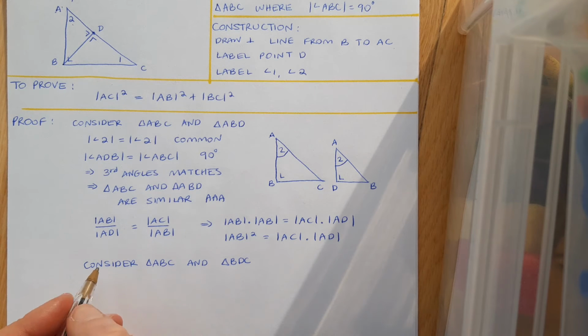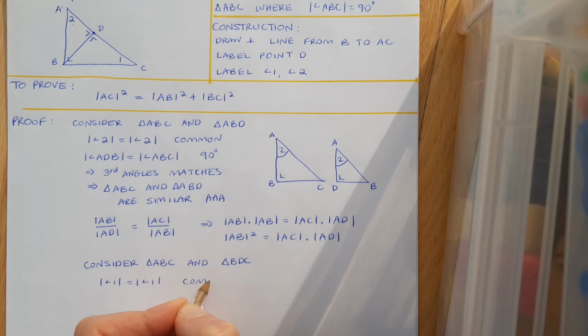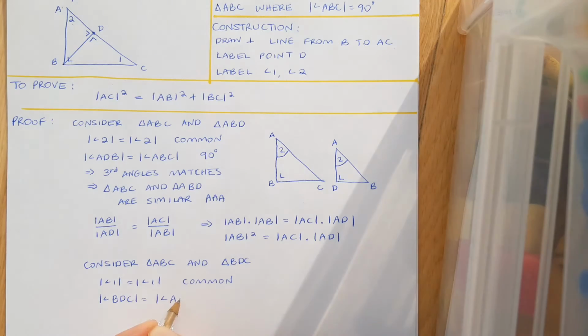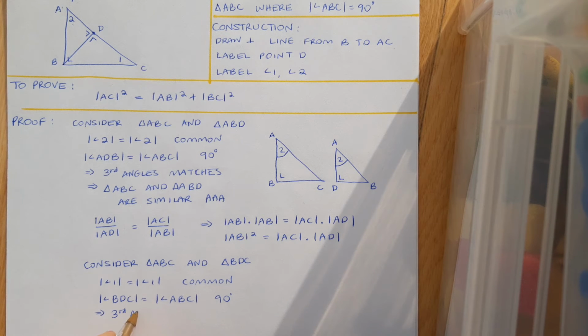So I'm going to say that, well, in this case, they both share the angle B. And that is common to both triangles. And they've still got right angles in both cases. So in this case, it's the angle BDC equals the angle ABC, and they're both 90 degrees. And just like before, if two of the angles are matching, that implies the third angle matches. And so this tells me that the two triangles that I'm looking at are similar. So the triangle ABC and the triangle BDC are similar. AAA.